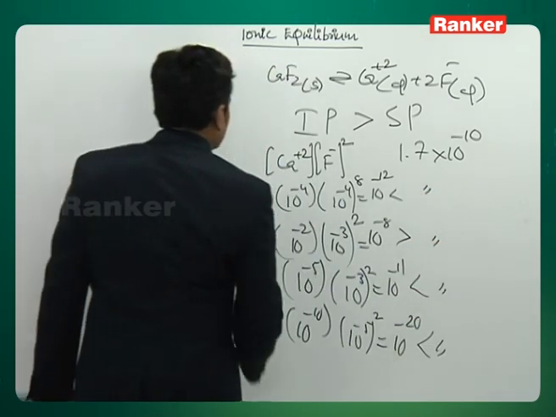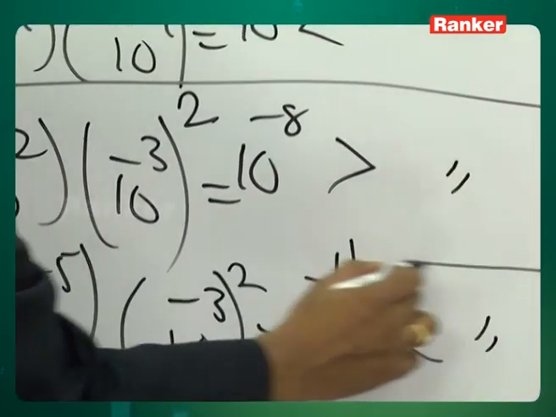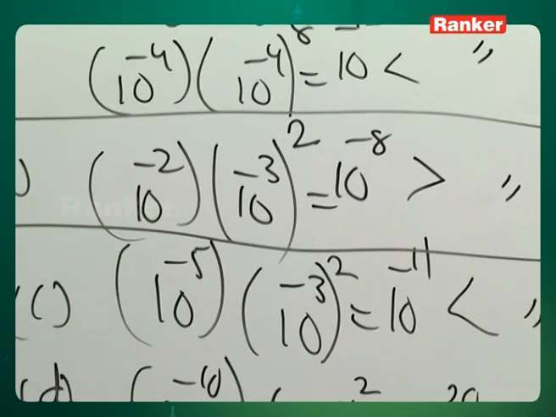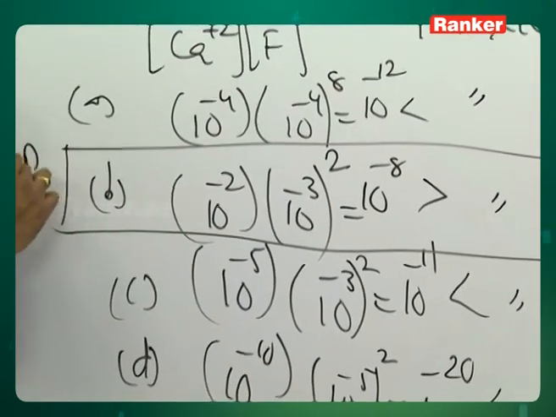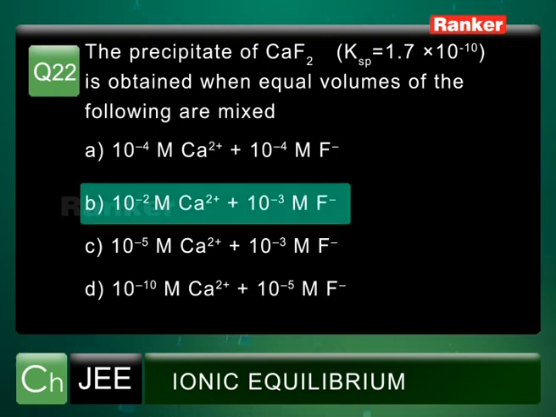So you can see here the only option where the ionic product is greater than the solubility product is option B. Hence the correct answer for this question is option B.